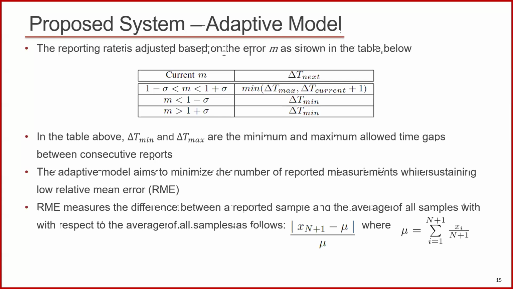So this metric, the RME, is used typically to see if the values reported by an adaptive model are representative enough of the whole set of observations. So our goal is to keep this one small. The lower the RME, the better. At the same time, we should not increase the reporting rate too much.